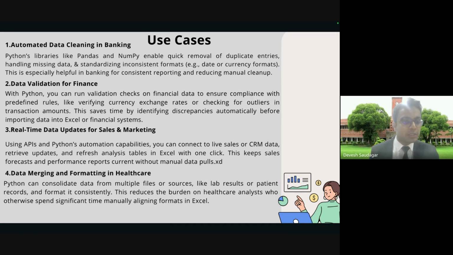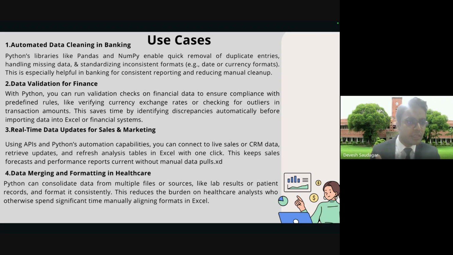For example, when a customer opens an account or performs a transaction, data entries might have inconsistent formats. Inconsistent formats means the date format will be different. In India, we have day, month, and year, but in some other countries, the format might be different. There might be spelling variations. So we use Python libraries such as Pandas and NumPy, which can automate the standardization of dates, removal of duplicate entries, and filling of missing values.